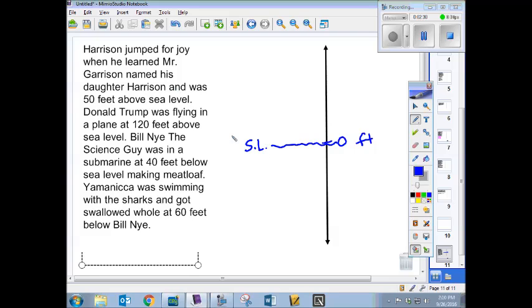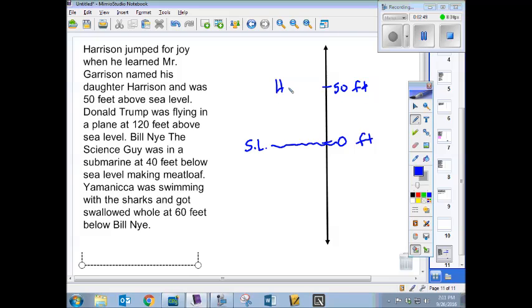Harrison jumped for joy when he learned. And when he jumped, he was 50 feet above the sea level. So where on that number line is Harrison going to be right now? Where is he going to be, Nixon? 50 feet. He's going to be up here at 50 feet. Does everybody agree?